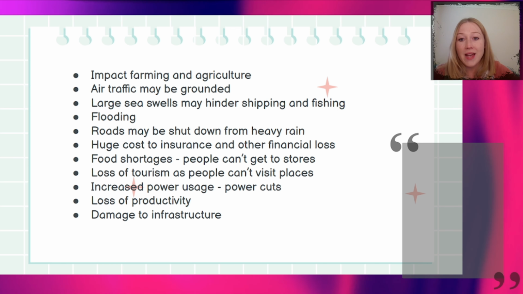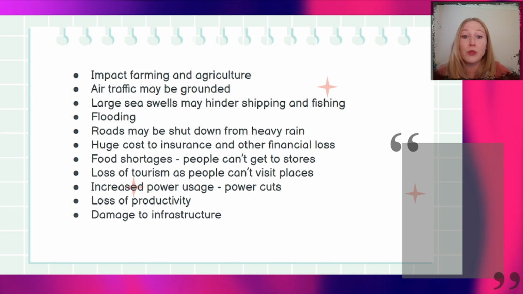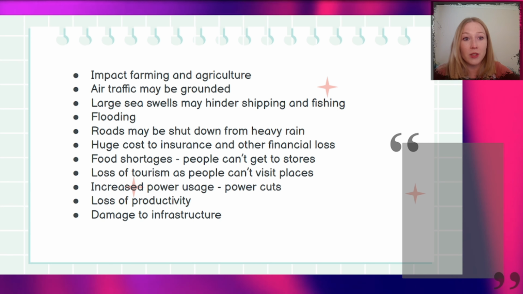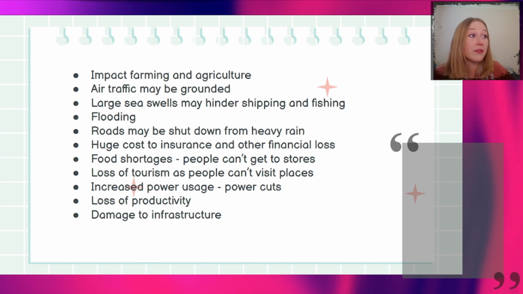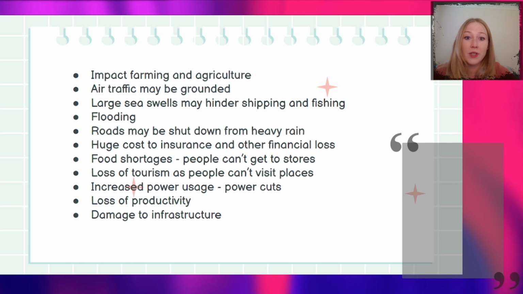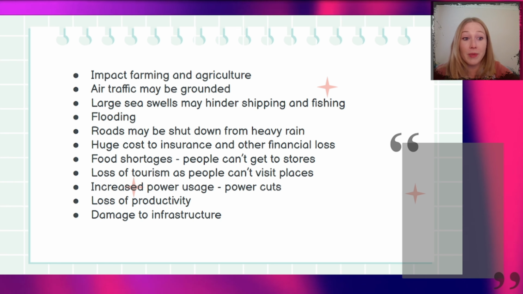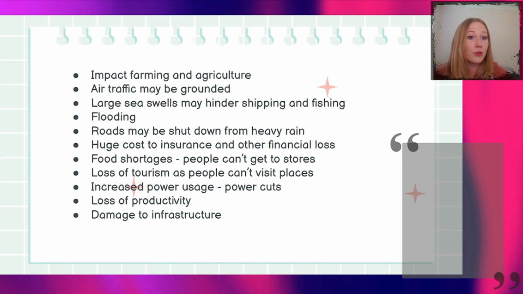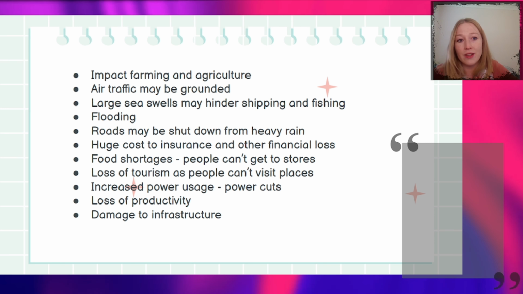There is a massive cost, especially to insurance or any other type of financial loss. So if you do have damage to infrastructure or property or anything like that, or even crop failure, then insurance will cover that or is expected to cover that. And that could be a big financial loss, especially if they're looking to rebuild or just do repairs after the damage.